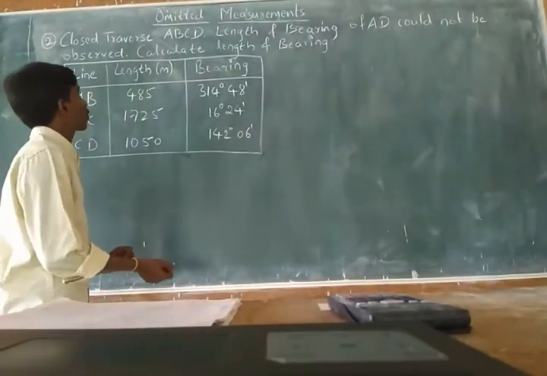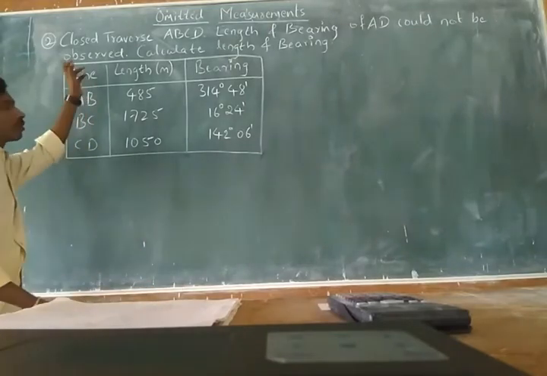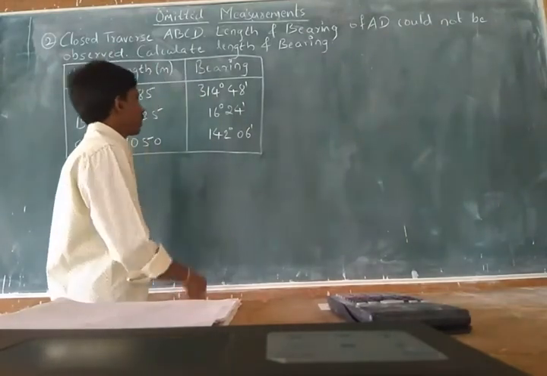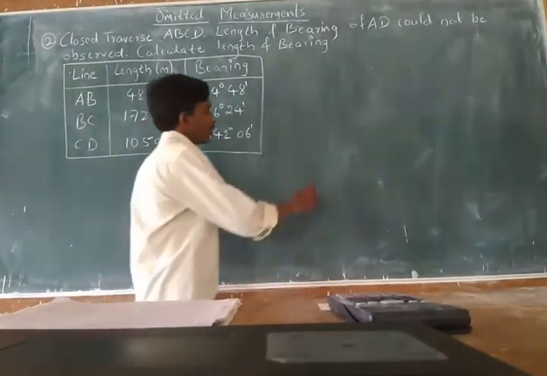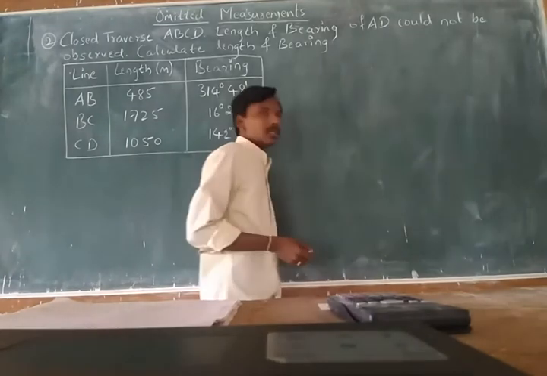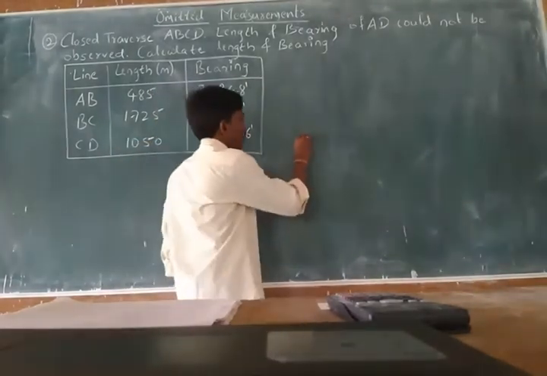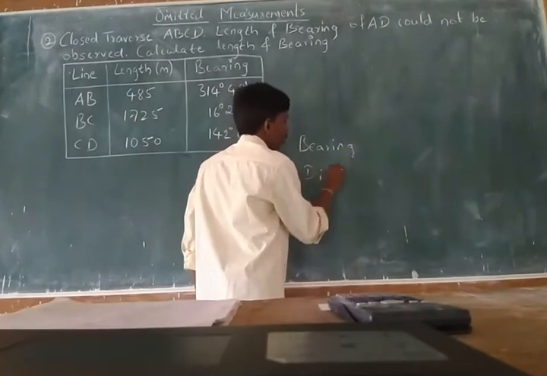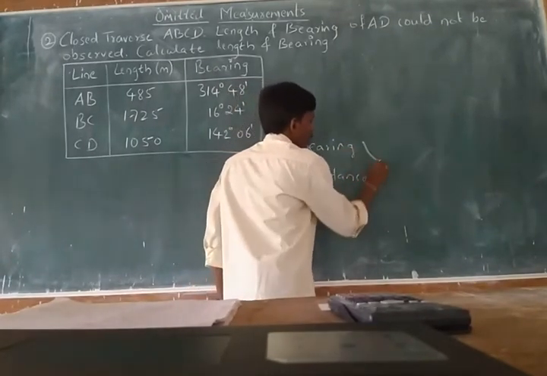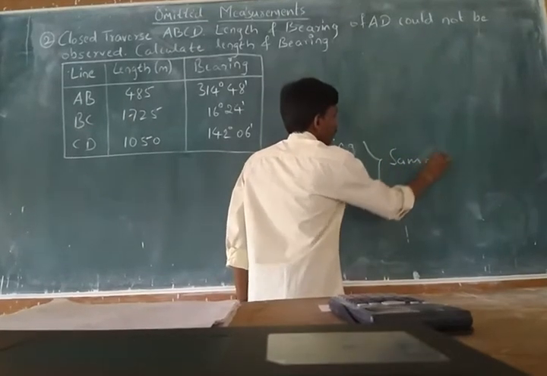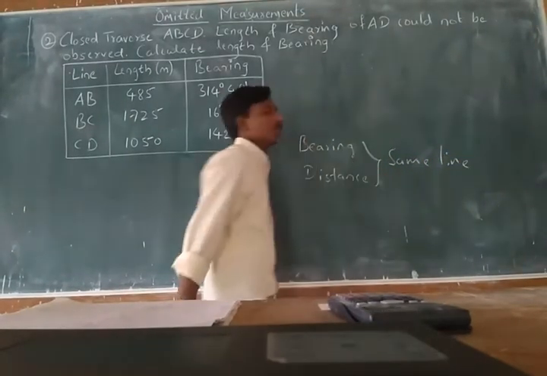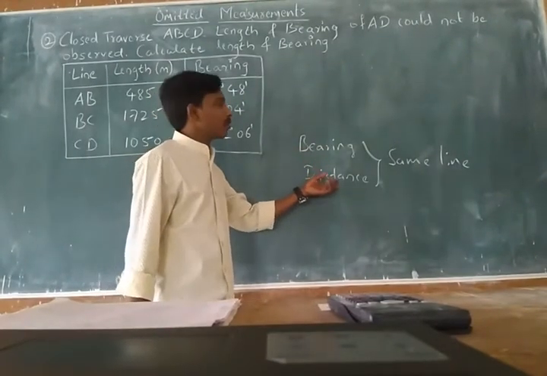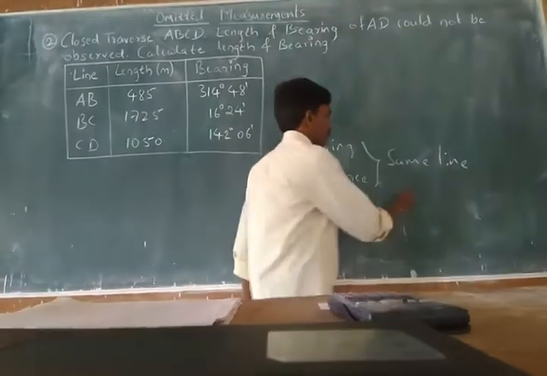In this video I am going to explain the second problem from the topic omitted measurements, and the condition here is the bearing and the distance of the same line is missing. Here the bearing and distance both are missing for the same line.